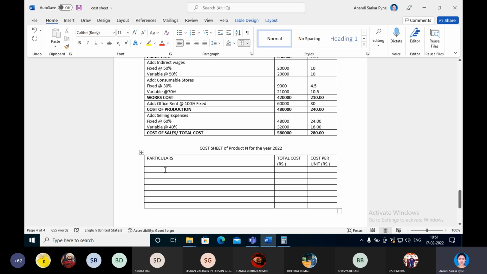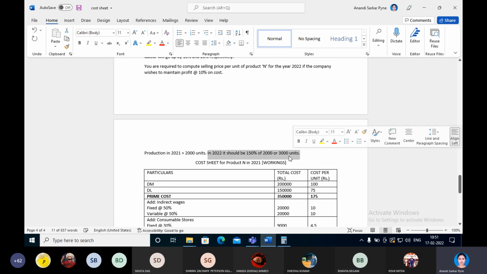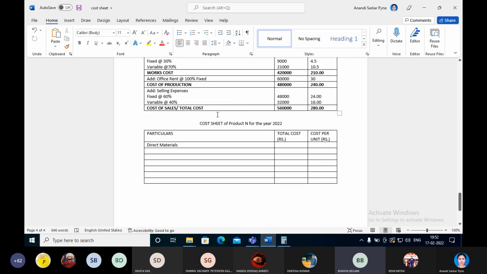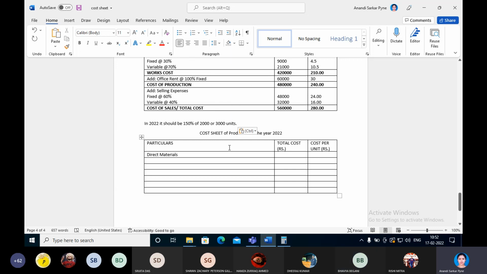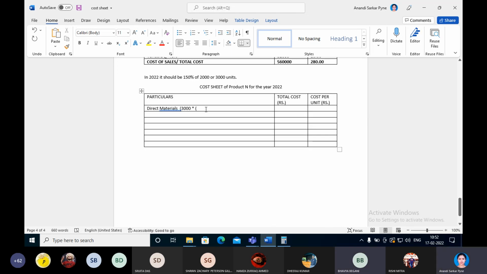So the next year, what happened? Direct materials. Now in the next year, 2022, the production became 3,000 units. Therefore, 10% increase. So 3,000 multiplied by what was the total cost per 100 units, into 110%, because 100 plus 10. So 100 rupees into 110%, we get 3,30,000.